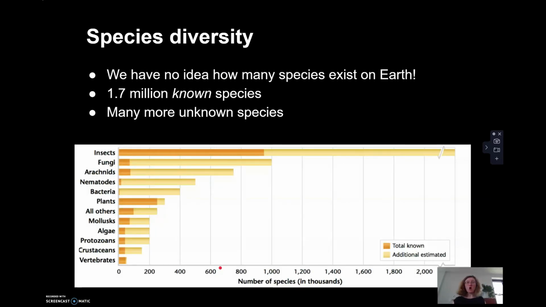We have no idea how many species exist on Earth. There are 1.7 million known species, so these are species that we have described scientifically, but there are many more unknown species than known species. Most scientists estimate that there's probably in the ballpark of 10 million species on the planet.